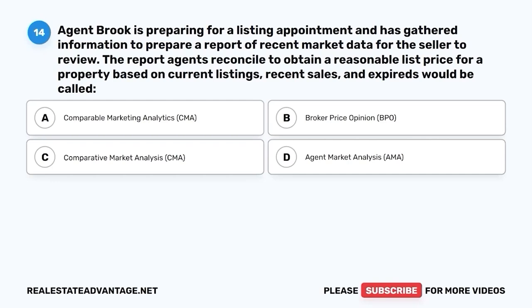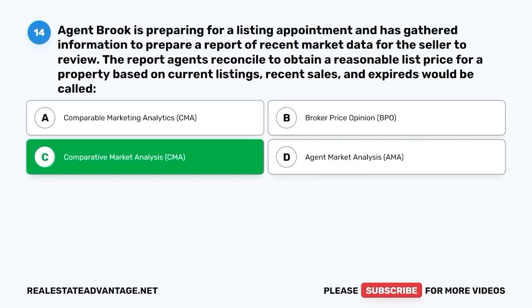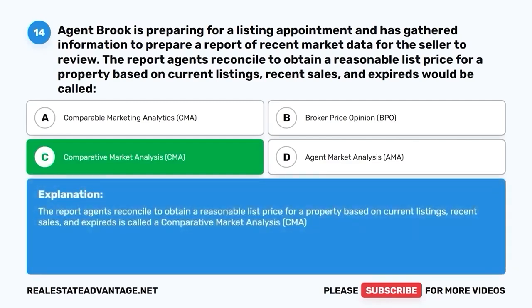The report agents reconcile to obtain a reasonable list price for a property based on current listings, recent sales, and expireds would be called A. Comparable Marketing Analytics, CMA, B. Broker Price Opinion, BPO, C. Comparative Market Analysis, CMA, D. Agent Market Analysis, AMA. The correct answer is C. Comparative Market Analysis, CMA. The report agents reconcile to obtain a reasonable list price for a property based on current listings, recent sales, and expireds is called a comparative market analysis, CMA.